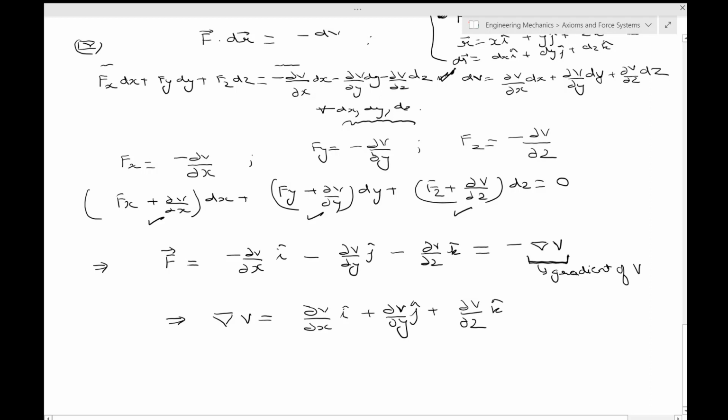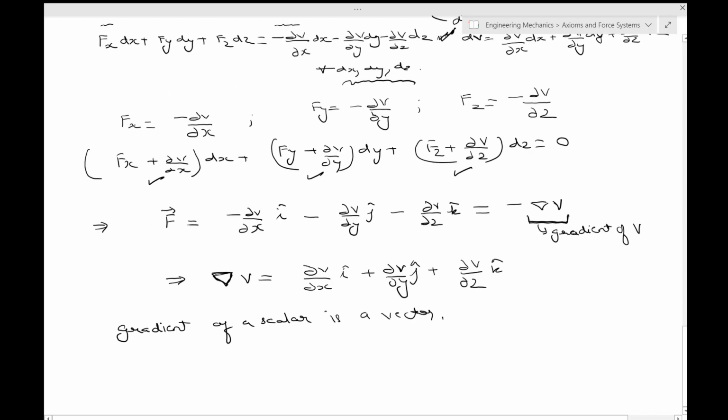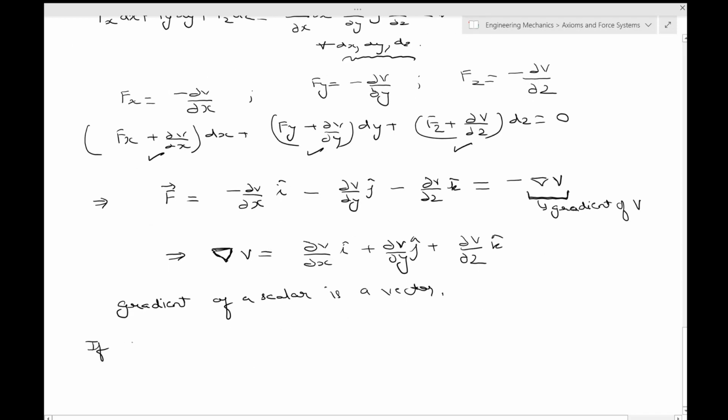One of the things which you should note is that the gradient of a scalar is a vector. Perhaps that's why some people do it like this. I am not doing it. It should be obvious that this refers to a gradient. So if F is conservative, then F is equal to minus gradient of V, this one.